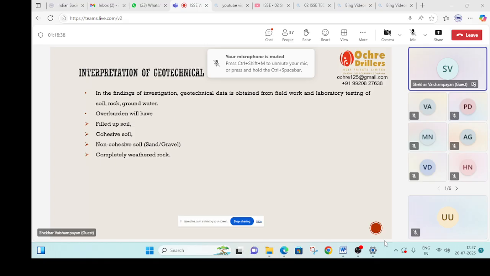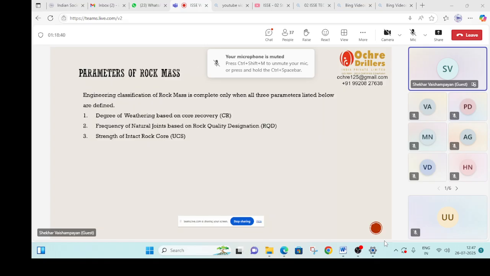Okay. Then next you conduct a test on the rock mass, the parameters of rock mass. To determine the rock mass parameters, remember we defined core recovery. So degree of weathering is based on the core recovery. Supposing the rock mass is continuous, 100% core recovery, nearly 100% core recovery, the rock mass will be fresh to slightly weathered. Then the core recovery is between 50 to 70%. You can say it is moderately weathered.